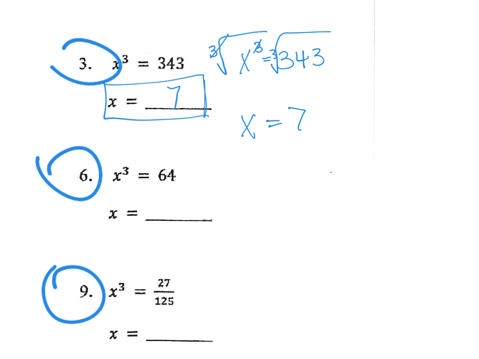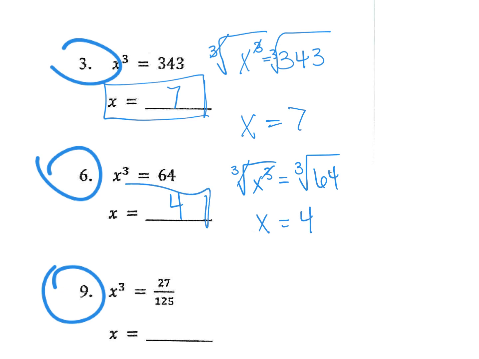For number 6, we have the cube root of x to the third to cancel out that third power over the cube root of 64. Well, the cube root of 64 is 4. So now we have this canceled out, and then we have x equals 4. And again, you can check it by saying, well, is 4 cubed 64?